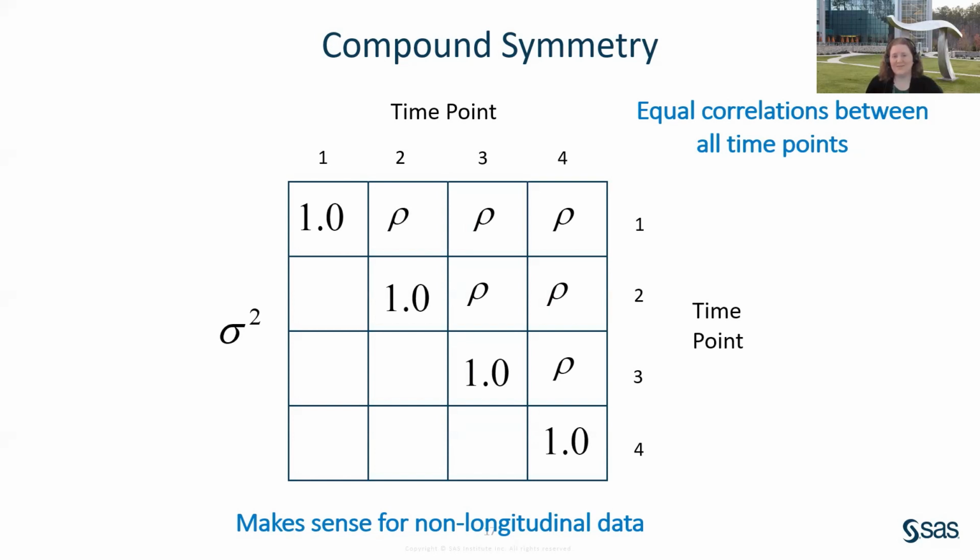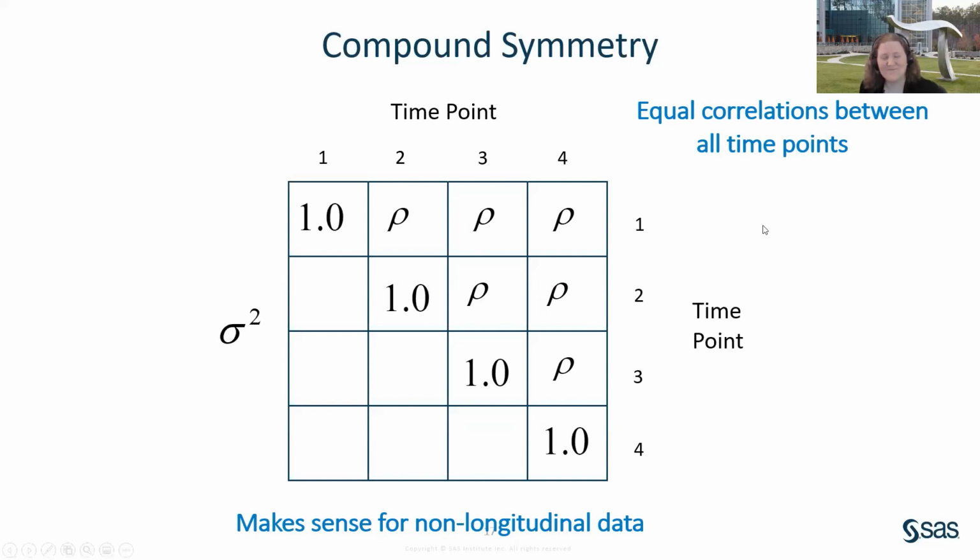Compound symmetry is the simplest covariance structure that you can fit that actually does incorporate some correlation in the data. What we're doing here is simply assuming an equal correlation between all pairs of time points. So time points 1 and 2, time points 1 and 3, time points 1 and 4, they all have the same correlation rho. Okay.